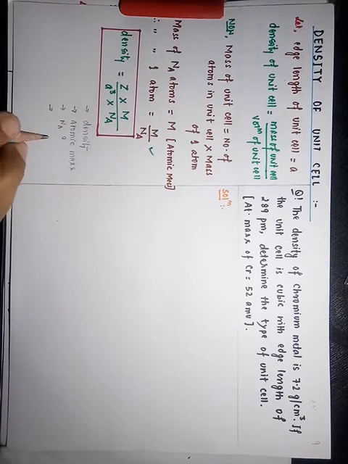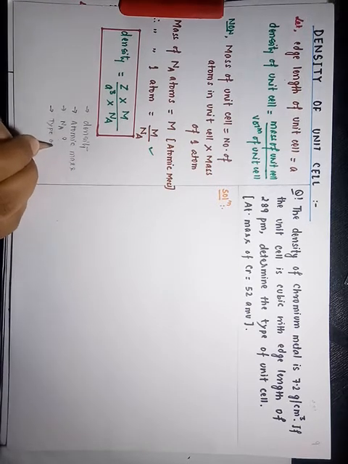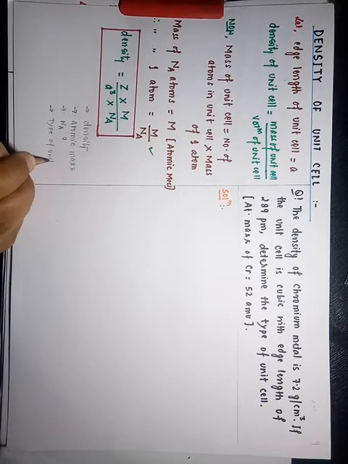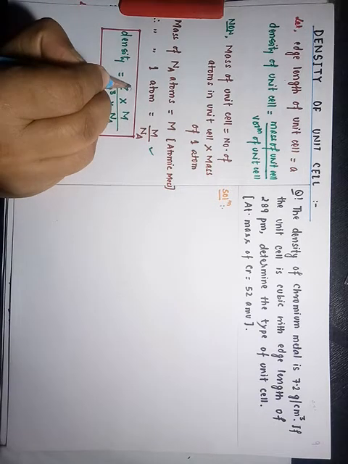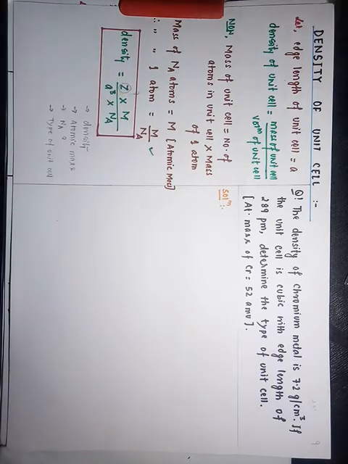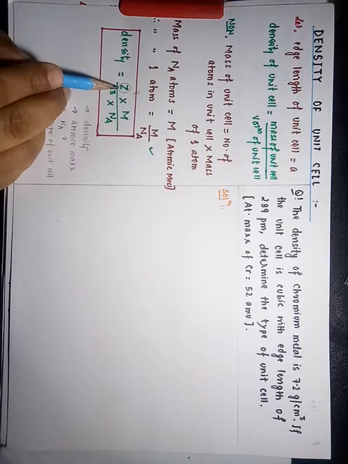Questions may be based on identifying the type of unit cell. It means the question is asking you to calculate the value of Z. If Z is equal to 1, simple cubic. If Z is equal to 2, BCC, body centered cubic.